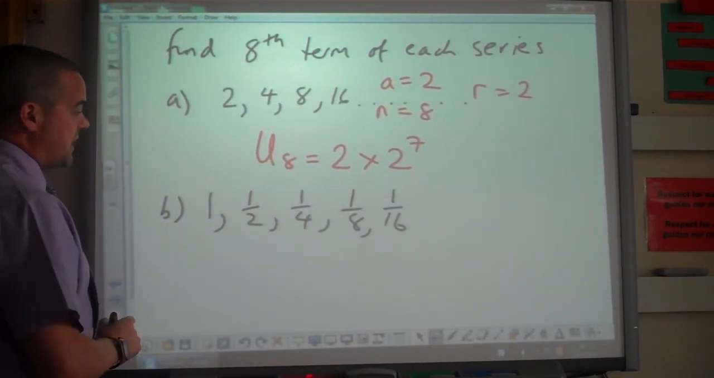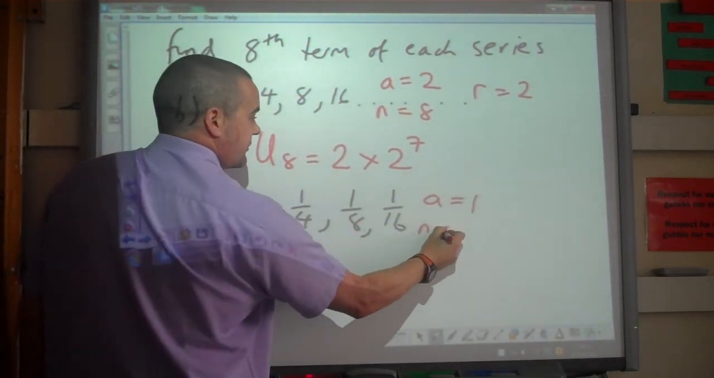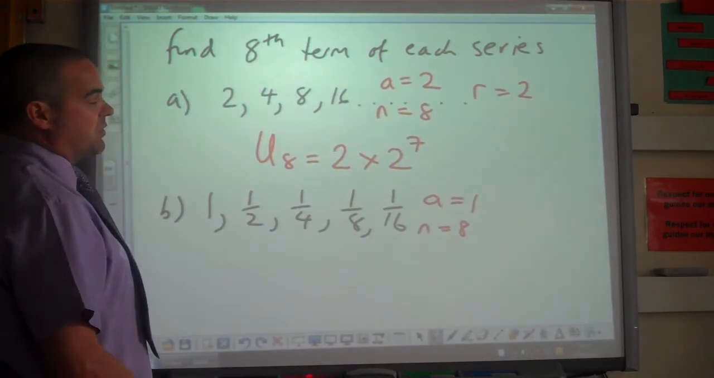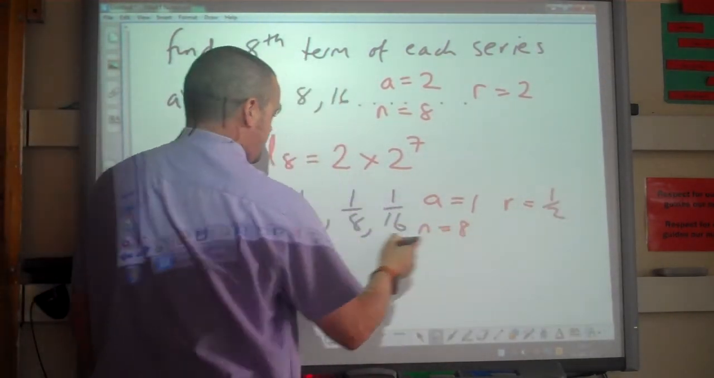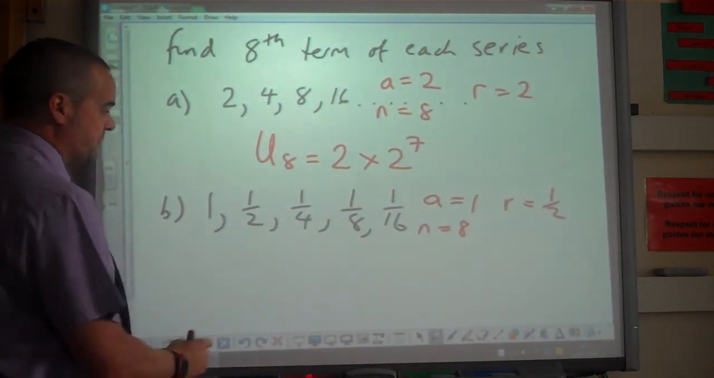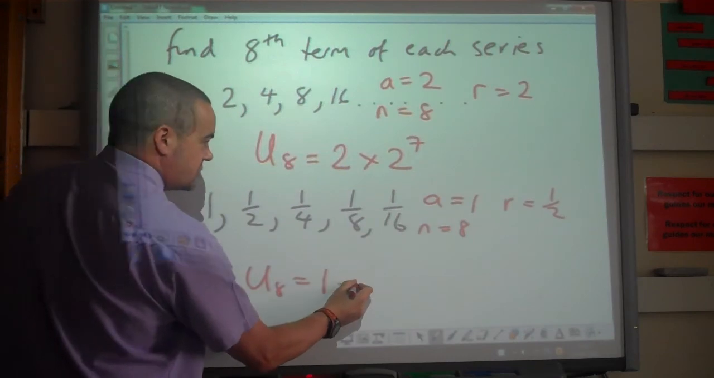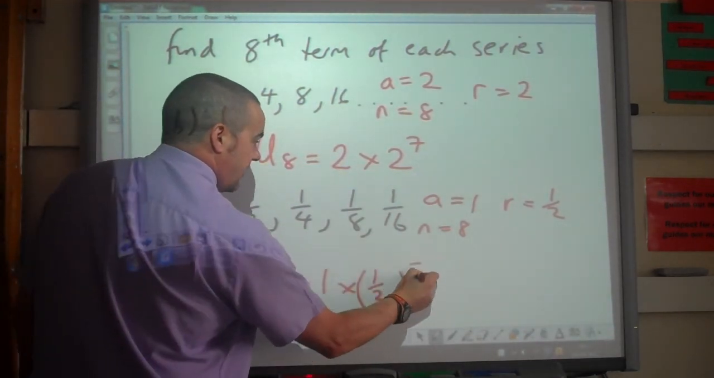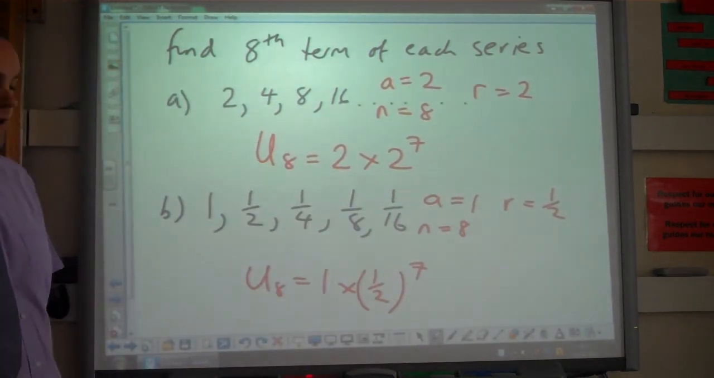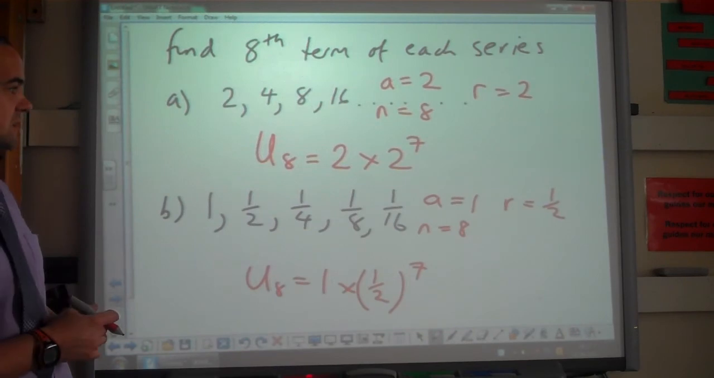For the second one here, we have a first term of 1. The number of terms we're looking for is 8, and we're looking for R again. In this case, R is a half because we're just multiplying by a half each time. So U8 is going to be 1 multiplied by a half to the power of 7. Again, it's n minus 1, which is 7. Again, you can work that out. It's fairly easy to do.